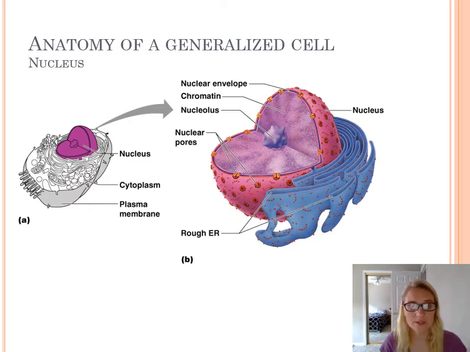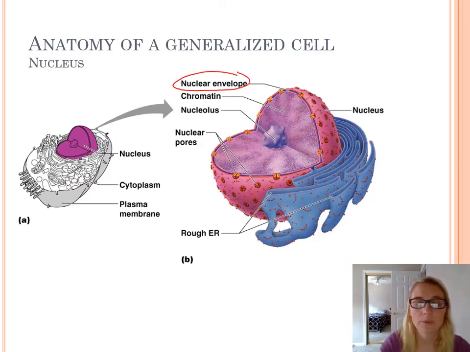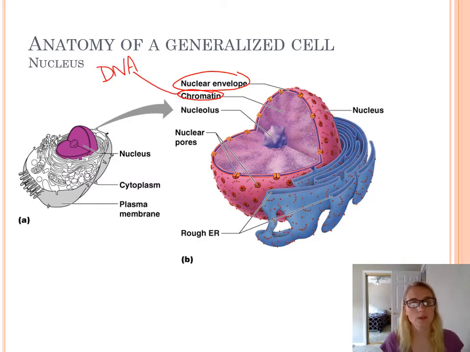It's the center of the cell. It holds all of the DNA, and it's kind of the boss of the cell. It has all the instructions for everything that the cell is going to do. So the nucleus is membrane bound by an envelope. And what's enclosed by this envelope is what we call chromatin, which is basically another word for your DNA. Your genetic information in this loosely organized state is called chromatin.